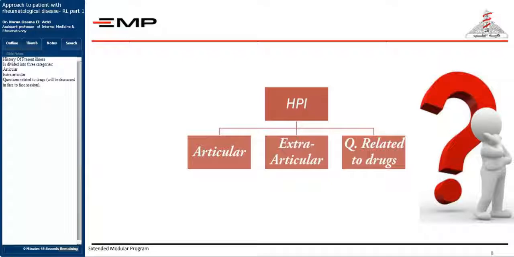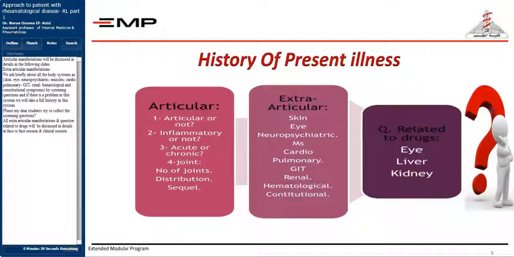History of present illness is divided into 3 categories: articular, extra-articular, and drugs. Questions related to drugs will be discussed in the face-to-face session. Articular manifestations will be discussed in detail in the following slides.